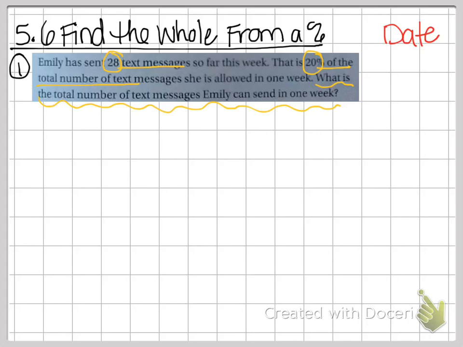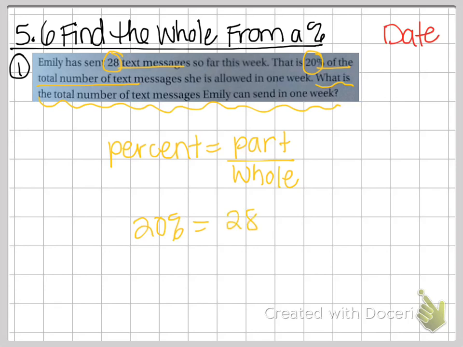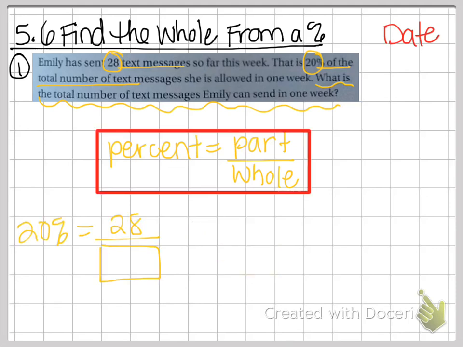So to set this problem up, I am going to think about percent, which equals part over the whole. So then I'm going to plug in what I do know. I do know that she uses 20%, and that is the equivalent to 28 over some number of text messages that she's allowed to send per week. Did some editing and moved over my work so I can have more space.